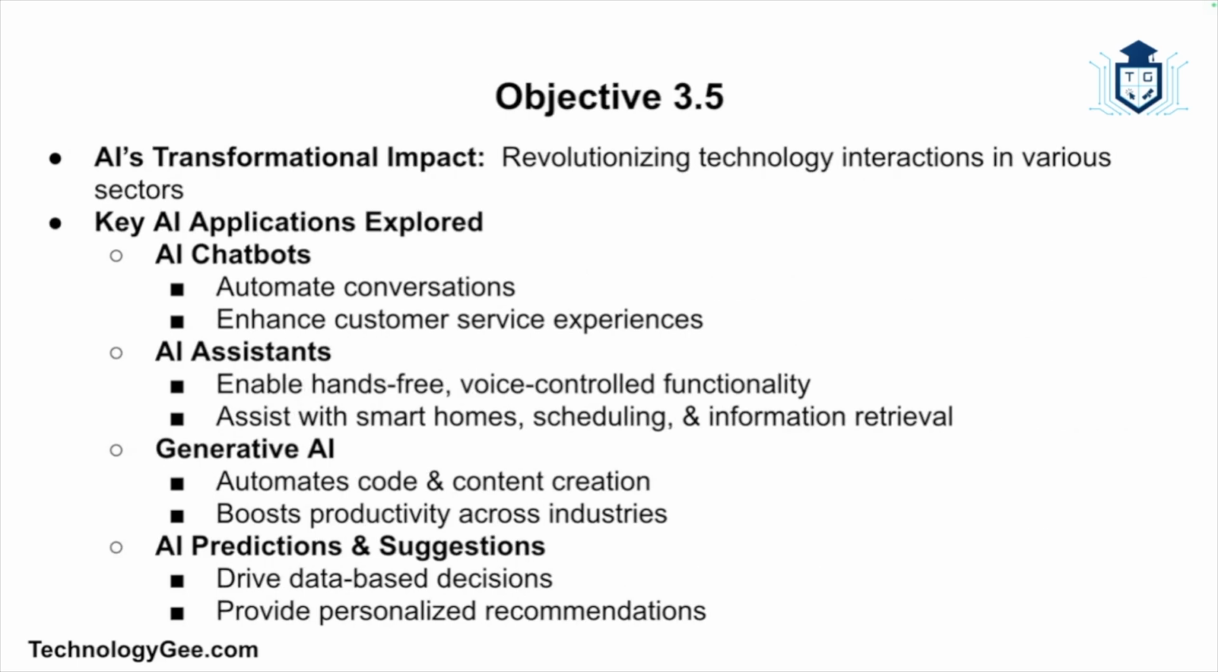All right, so in summary, artificial intelligence is transforming the way we interact with technology, and we've explored 4 common uses of AI. We talked about AI chatbots, and these automate conversations and enhance customer service experiences. We talked about AI assistants. They provide hands-free voice control functionality for smart homes, scheduling, and information retrieval. We talked about generative AI. This automates the creation of code and content, enabling greater productivity in various industries. And we talked about AI predictions and suggestions, and this helps businesses and consumers make data-driven decisions with predictive analytics and personalized recommendations. Now, understanding these AI applications is crucial for anyone pursuing a career in tech, and also for preparing for the CompTIA Tech Plus exam.